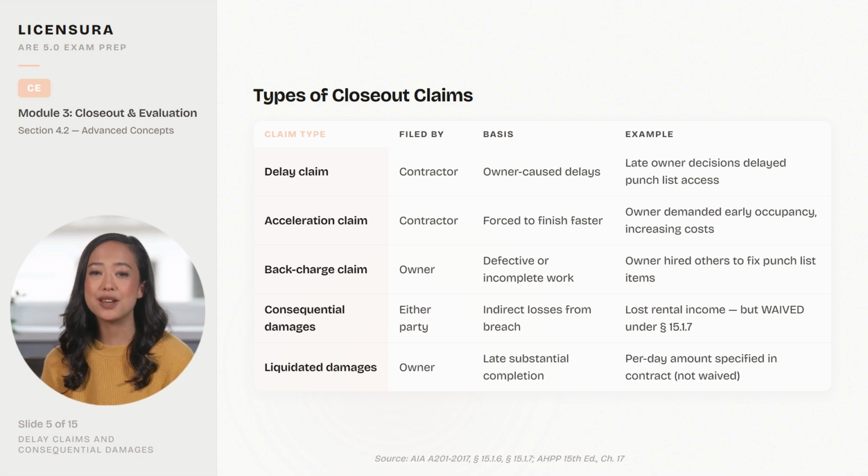This types of closeout claims table categorizes the claims that most commonly arise during the closeout phase. Delay claims from contractors seeking additional time and compensation. Defective work claims from owners seeking correction. Back-charge disputes over punch list completion costs. Retainage release disputes over timing and conditions. And consequential damages claims from either party. Understanding these claim types helps you identify the correct resolution process on the exam.